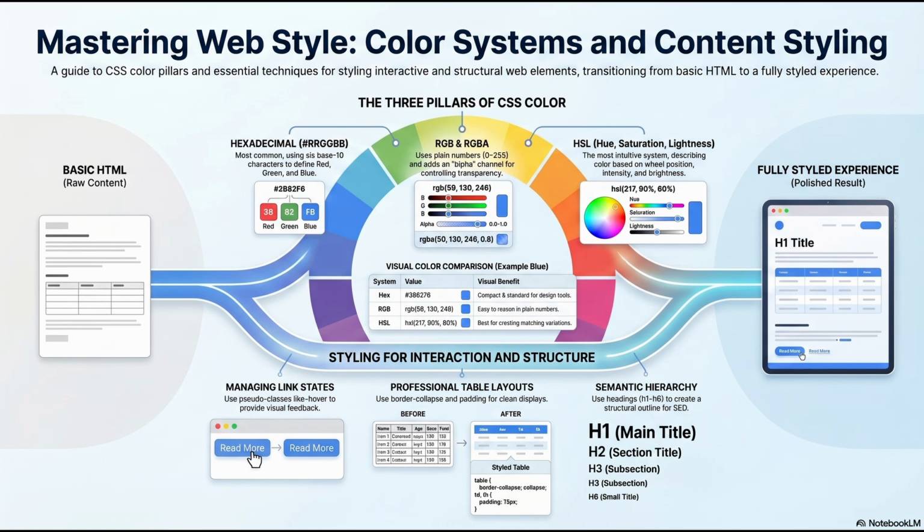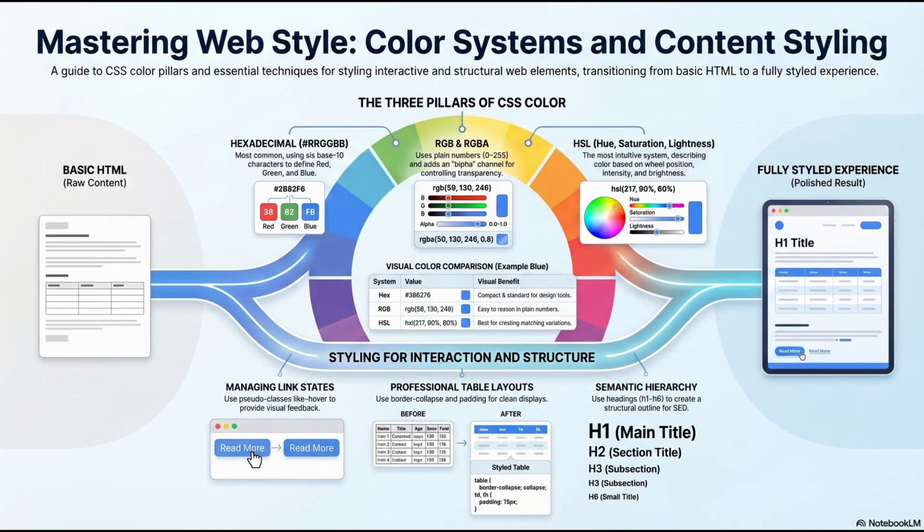Hue is simply a degree on a 360-degree color wheel. So like a literal circle of color. Exactly. 0 is red, 120 is green, 240 is blue. Saturation is just a percentage of how vivid the color is, from 0% gray to 100% full color. Got it. And lightness is a percentage from pure black at 0% to pure white at 100%.